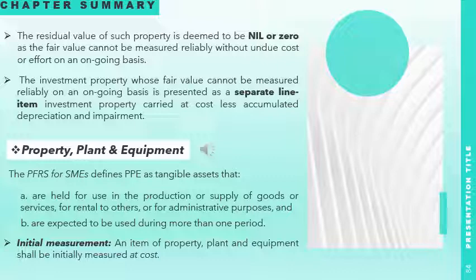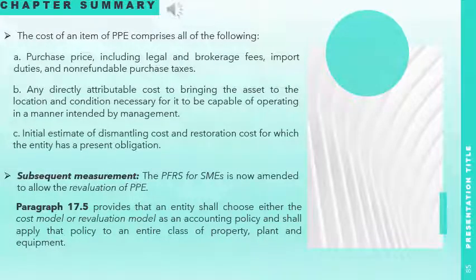For its initial measurement, an item of property, plant, and equipment shall be initially measured at cost. And the cost of an item of PPE comprises all of the following: purchase price, including legal and brokerage fees, import duties, and non-refundable purchase taxes; any directly attributable cost to bringing the asset to the location and conditions necessary for it to be capable of operating in a manner intended by the management; and initial estimate of dismantling costs and restoration costs for which the entity has a present obligation.